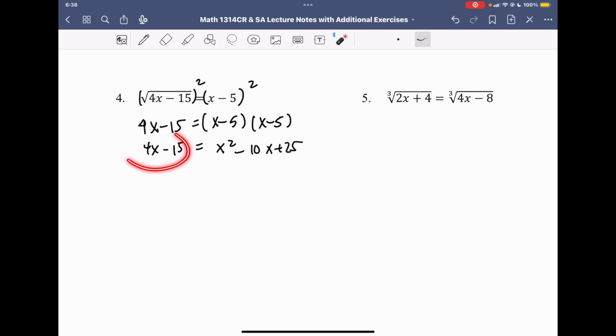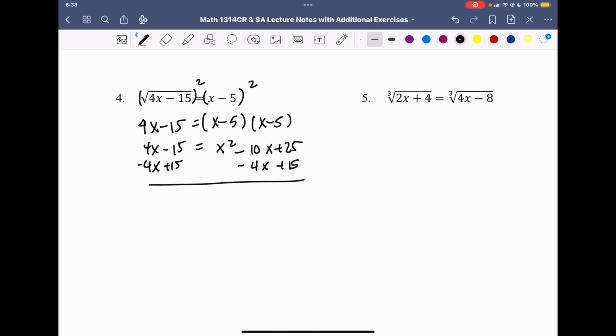We need to move all of this over here because we need to make this equal to 0 in order to factor it. So minus 4x plus 15, minus 4x plus 15. So now we have 0 equals x squared minus 14x plus 40. When I factor this, I'm going to get x minus 10, x minus 4 equals 0.